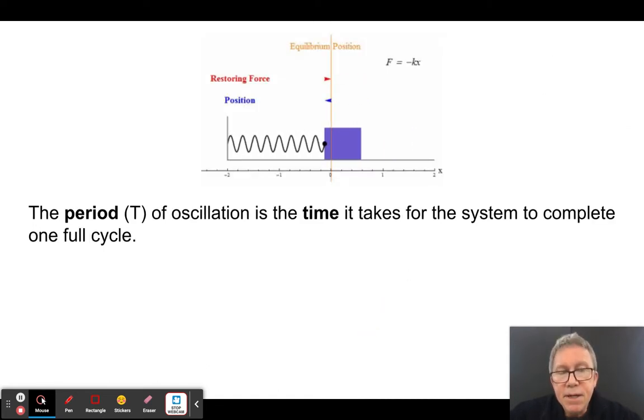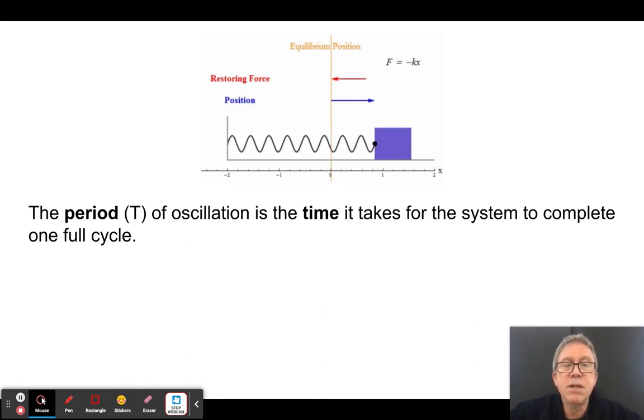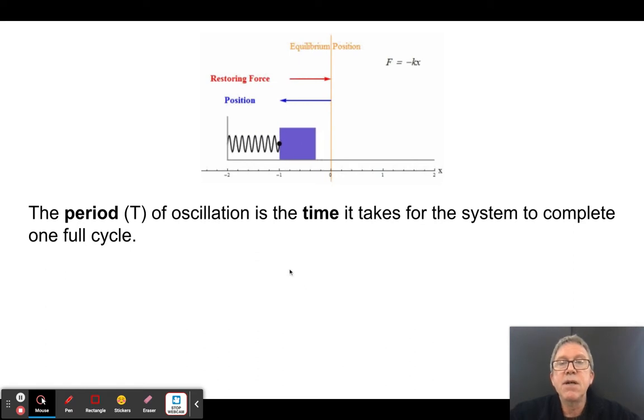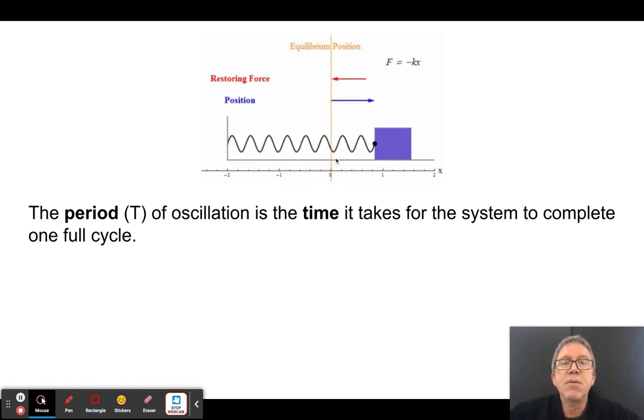Now, the period of an oscillation is simply the time it takes it to complete one oscillation. All right. So if I look at the system here, I'm going to wait till it reaches a maximum displacement right here.